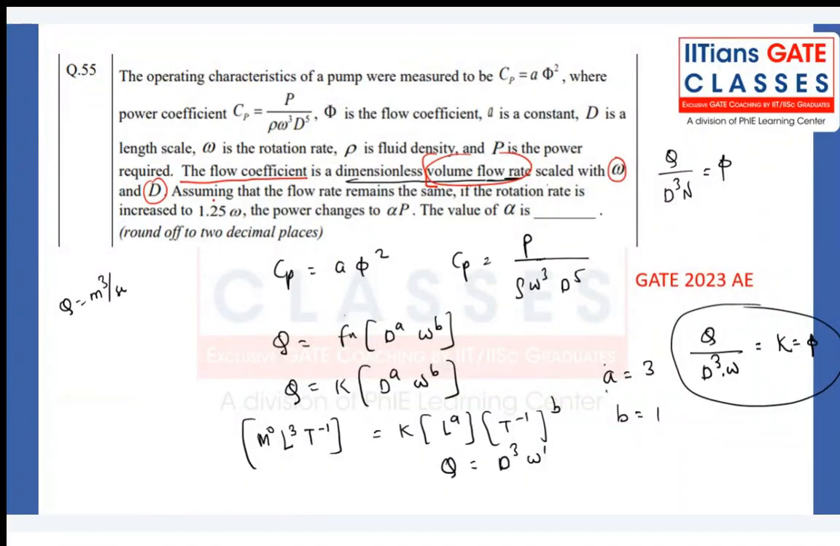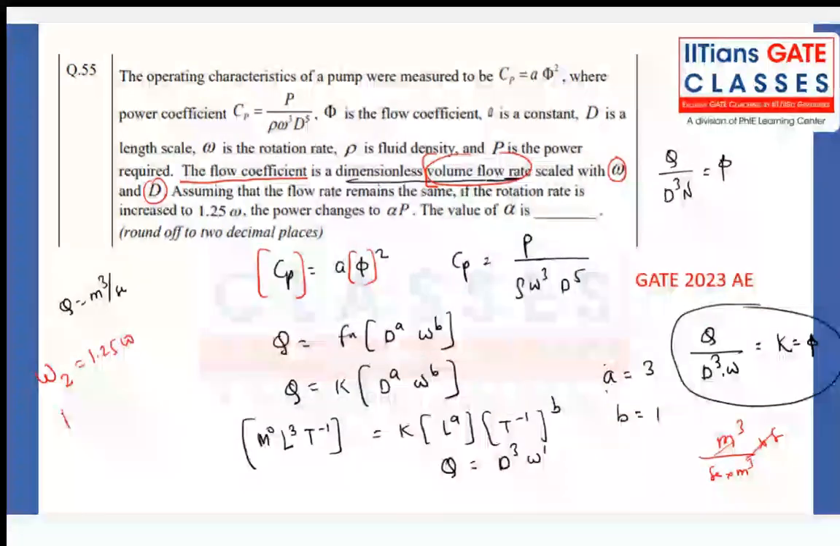Because if you calculate meter cubed per second here, it is also meter cubed per second, so it will cancel out. We will be getting what? Dimensionless term. Now we get the relationship between Cp and phi. We got everything. And they have given that the rotation rate omega is increased to 1.25 times omega, and the power changes to alpha times P. They are asking what is the alpha value.